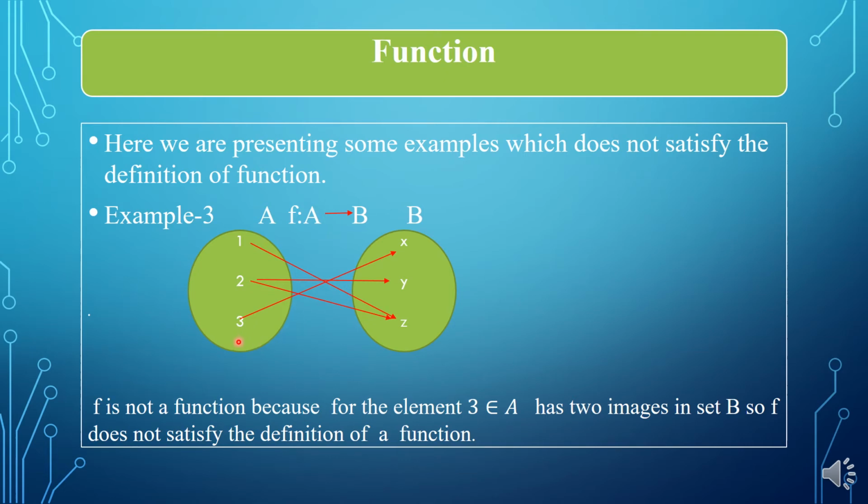Even if we have another element here, let's suppose 4, and for 4 we don't have any image in set B, then this is also not a function. It will not be a function, because in the function definition we say that for every element there must be exactly one image. Here we have two images, so f is not a function. But even if for 2 we have one image in set B, if for 4 we don't have any image, then it will not be a function, because every element must have exactly one image in set B.